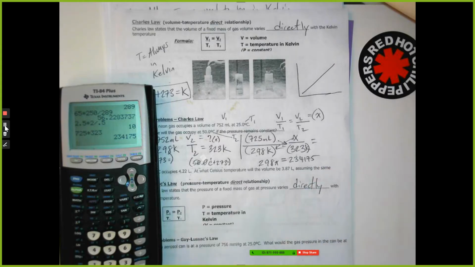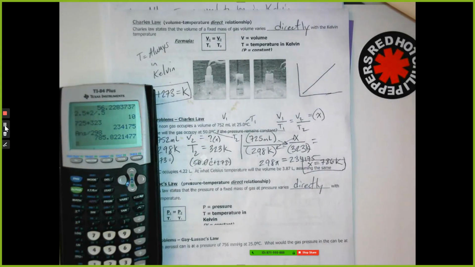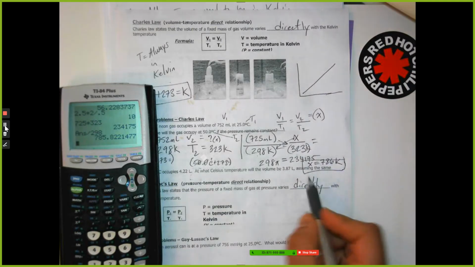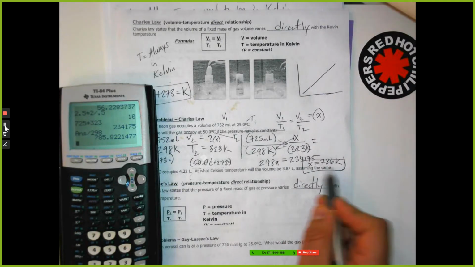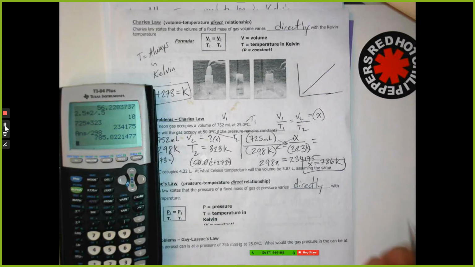So let's see what that is. So boom, there it is. Your X is the second volume, of course, which is 786 Kelvin. So your V2 is equal to that.